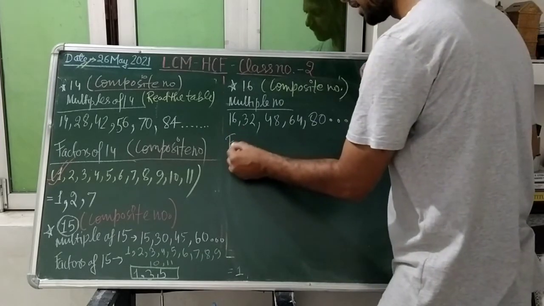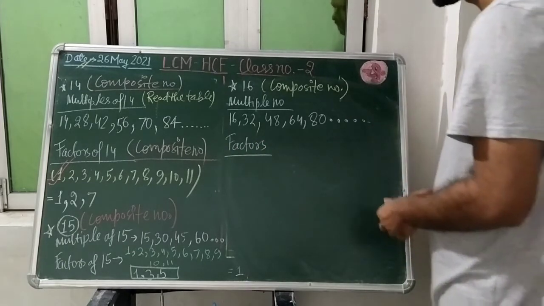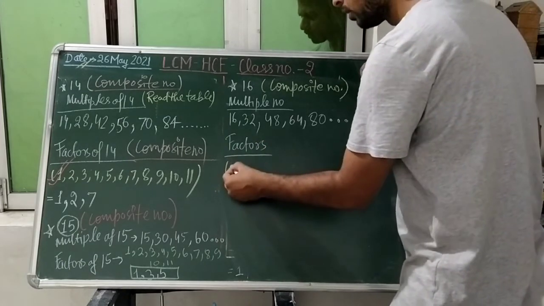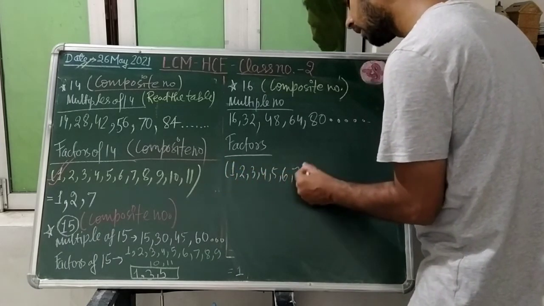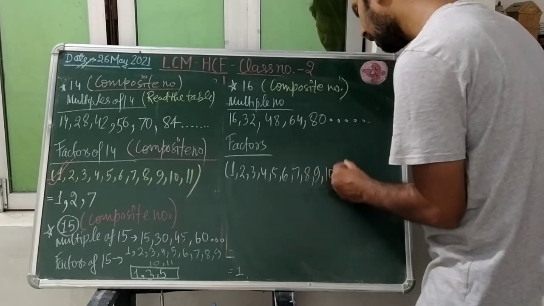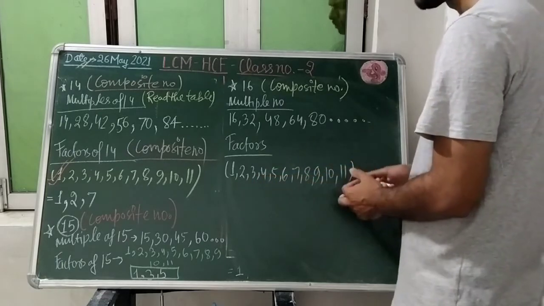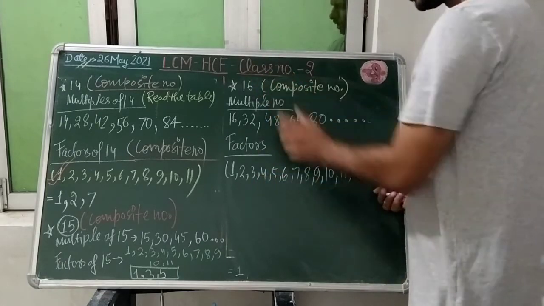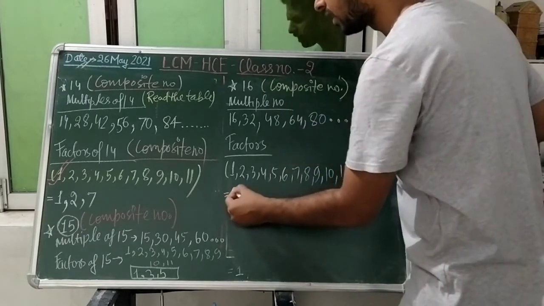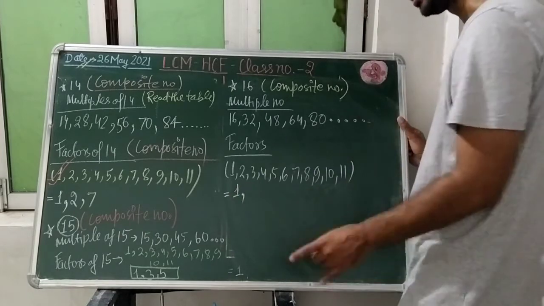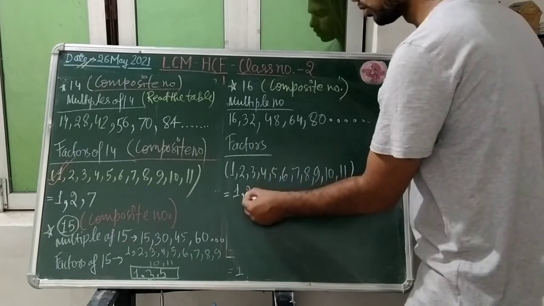Then we talk about the factors of 16. Of course, students, 16 is a composite number. For factors, we shall apply this rule. 1 to 11, these numbers we will select, and we will look at which number out of 1 to 11 is going to divide 16. That will be a factor of 16. So 1 will divide all numbers, so 1 will always be present in the factors of any number, whether it is prime or composite. Will 2 divide 16? Yes, so 2 will be a factor of it.